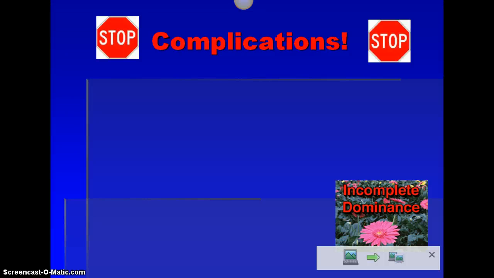Hi class, today we're going to be going through some exceptions or complications of just our simple monohybrid crosses, and then we're going to practice a couple crosses, including a dihybrid cross, to go over some of the situations that don't follow all the same rules that we've talked about so far. So first, in your notes packet, there's a section that looks like a big stop sign. That's where our complications will go.